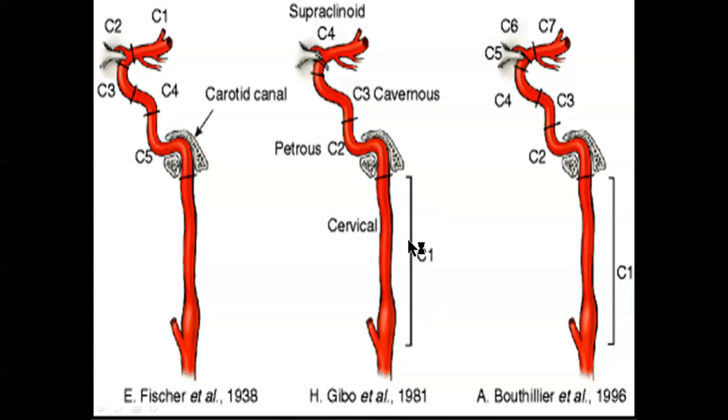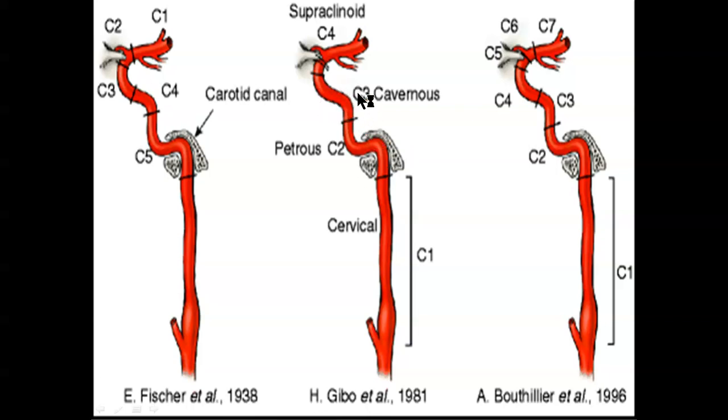So Gibo classification is from C1 to C4. What he did, C1 was given the cervical part, C1. This is the vertical portion coming from our neck area and going till the petrous part of the temporal bone. Here we can see. So from its origin at the bifurcation till the petrous part of the temporal bone is the cervical part. Then this is the petrous part of the temporal bone, hence given the name petrous segment, C2.